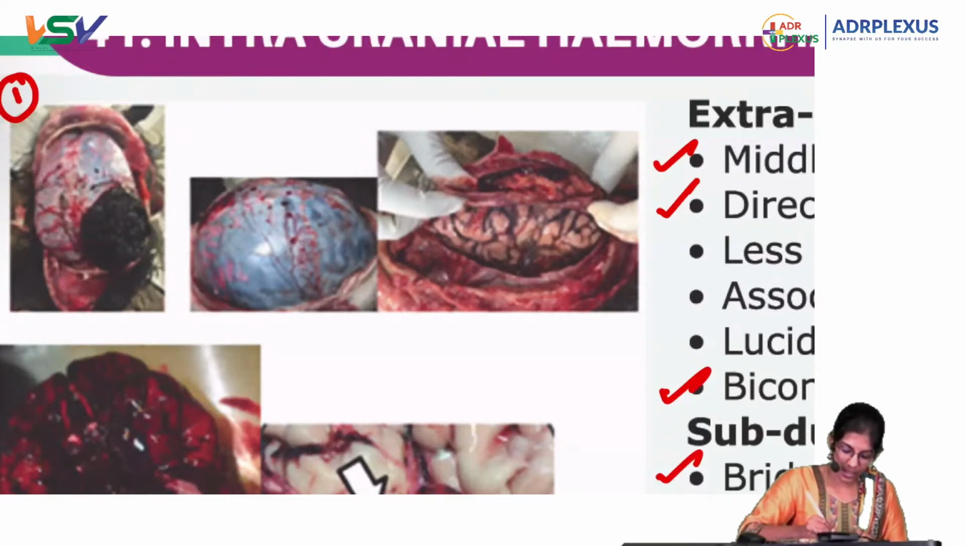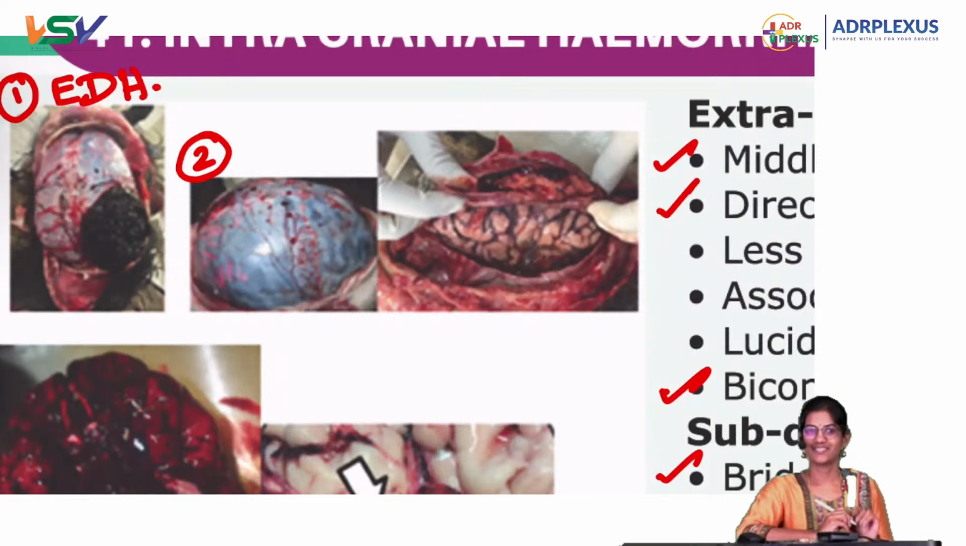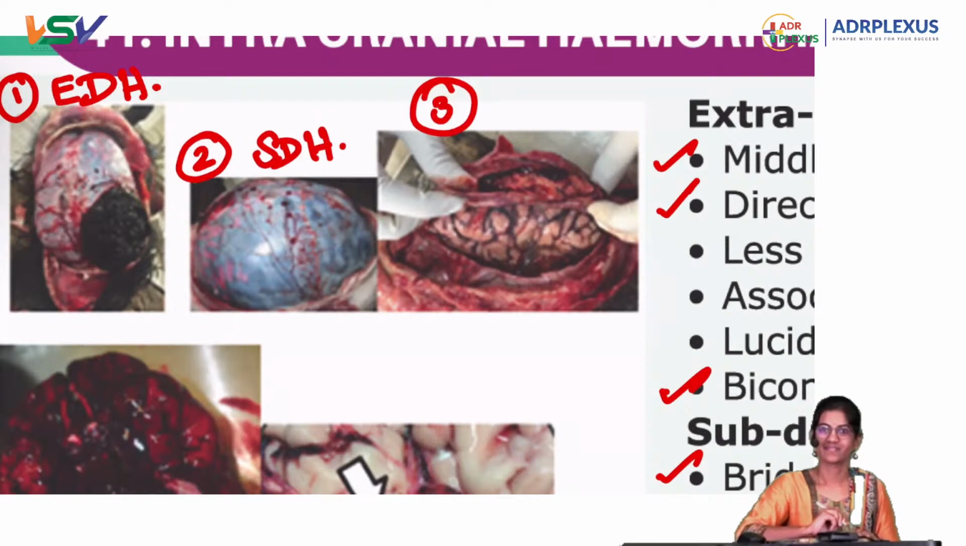What about the second one? Below the dura or above the dura? You're able to see a blue tinge below the dura, right? It is subdural hemorrhage. Very good. What about this one, third? What is the third one showing?